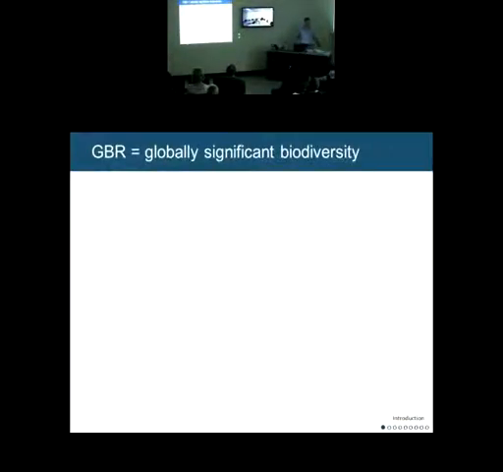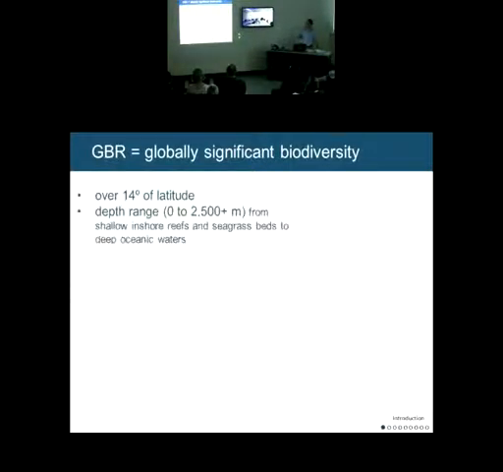Within this area, we've got huge and important biodiversity, spread over about 14 degrees of latitude and over an incredible depth range, as I said, from the shallow inshore areas right out to that deep water over 2,500 metres deep. So we've got basically remarkable cross-shelf and latitudinal diversity in the Great Barrier Reef. Probably in terms of marine protected areas, greater biodiversity in this area than any other MPA worldwide.